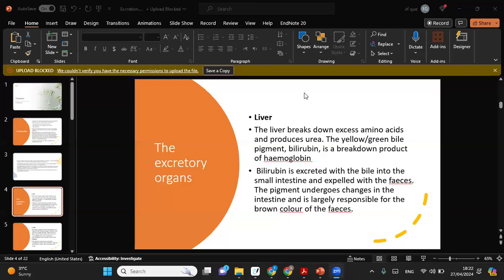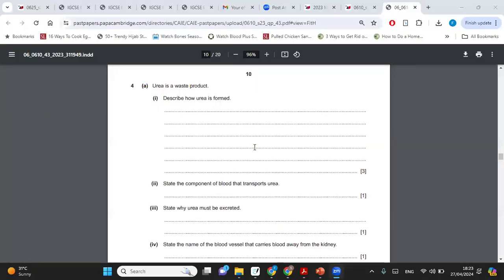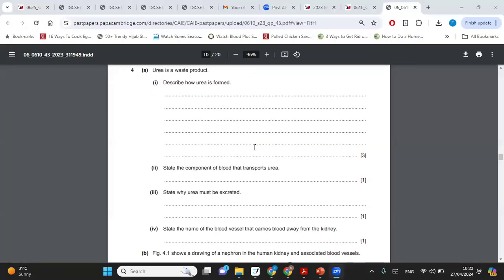So in the process, hemoglobin is broken down by the liver as well. The liver is responsible for breaking down hemoglobin, and also for breaking down your amino acids. The amino acids are broken down, and that's how urea is made. That's basically the answer to the question. Can you write it down? Yes, I will definitely write it down.